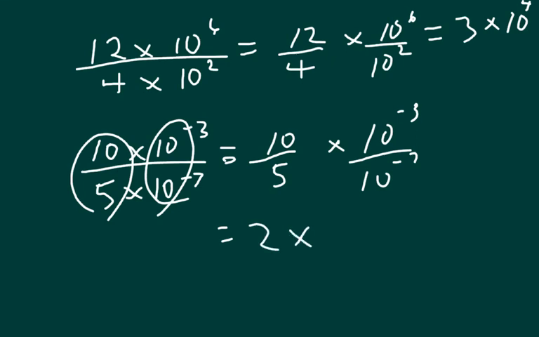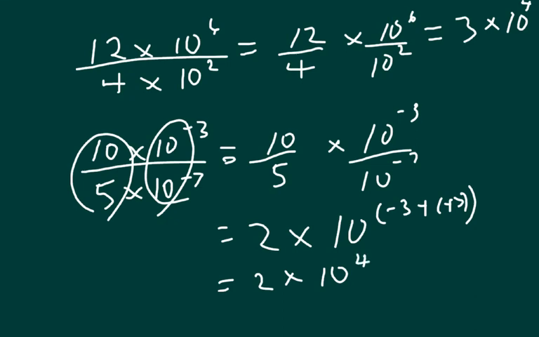And 10 to the negative 3rd divided by 10 to the negative 7th would be 10 to the negative 3 minus negative 7. Double parentheses here. So now we're going to go keep, change, change. Plus, positive. 2 stays the same. What's negative 3 plus 7? That's it.